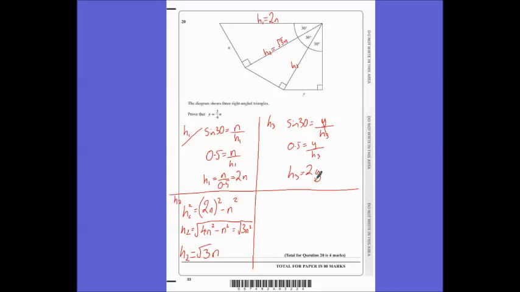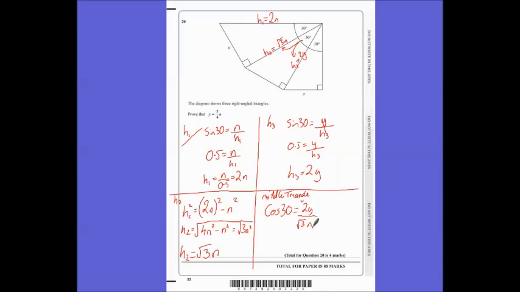Now we're going to look at that middle triangle. So to try and get two equations that have both y and n in it, so we can get them equal to each other, we can look at this middle triangle. So we've got that h3 here is equal to 2y, and we've got the hypotenuse, this is root 3 n. So we've got the adjacent in this one, and we've got the hypotenuse. So this time we're going to be using cos. So we've got cos 30 is equal to the adjacent, which is 2y, over the hypotenuse, which is root 3 n.